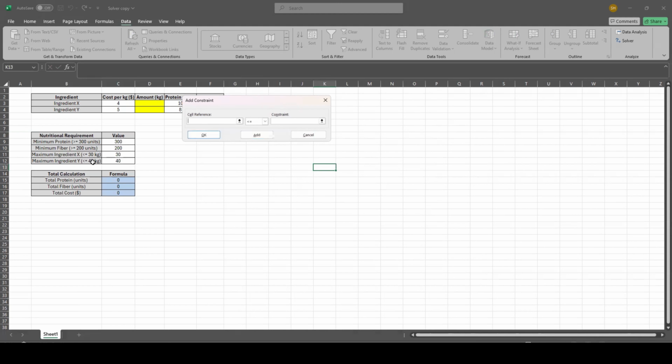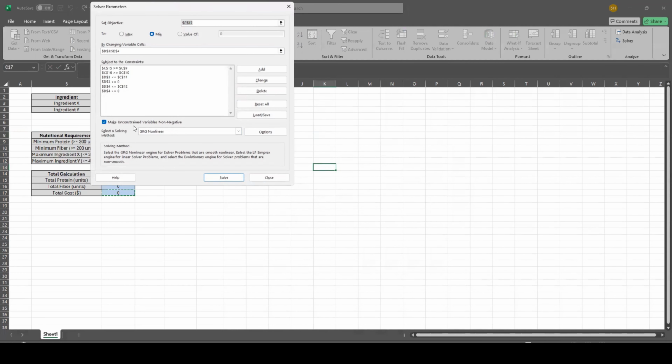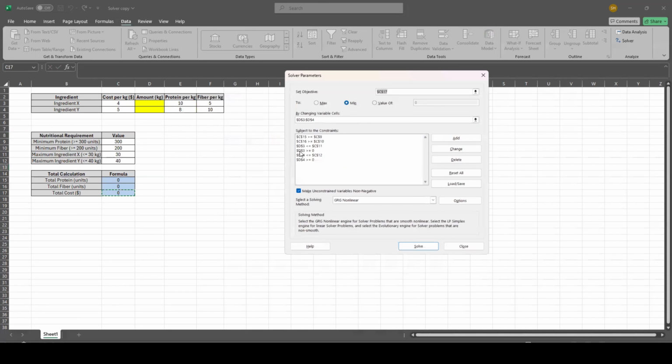So again, for maximum ingredient X, this one cannot be more than 30, so it should be less than or equal to 30. Add. Ingredient Y should be less than or equal to 40. So I think we are done with all the constraints here. All the constraints are here and we should change the variables D3 and D4. What Solver is going to do in the background is try different combinations of ingredient X and Y which meet all the requirements and set the cost to minimum.